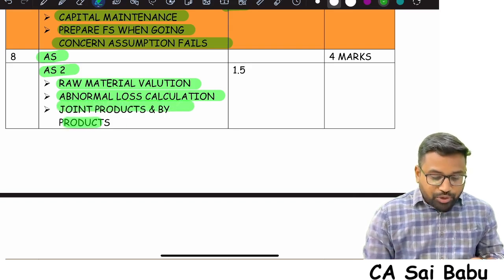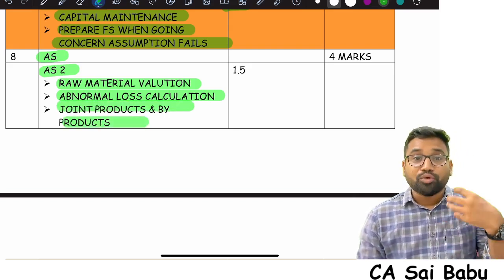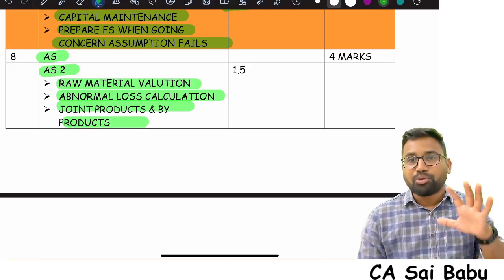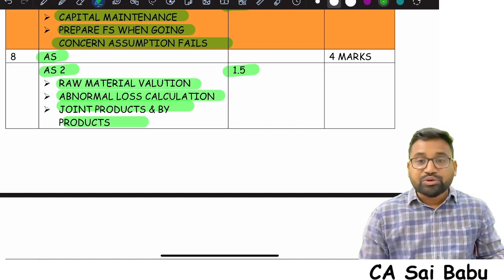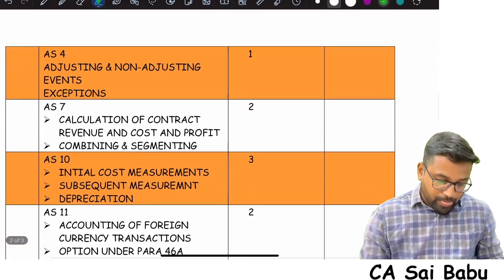And in case of joint products and byproducts are given in the question, how we are going to deal with it. All these are the important areas you need to focus from AS2. So 1.5 hours, and try to solve questions from the study material.